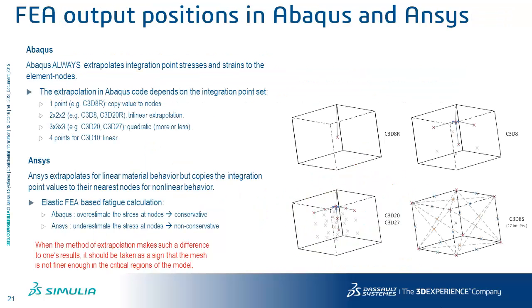Okay, so in Abaqus, when we write a nodal output, we always extrapolate. No matter whether it is elastic or elastic-plastic, linear or nonlinear analysis, we are extrapolating the stress tensor from the integration point to the nodal values. And if you use a linear reduced integration element, then the integration point value will just be copied to the nodal values.